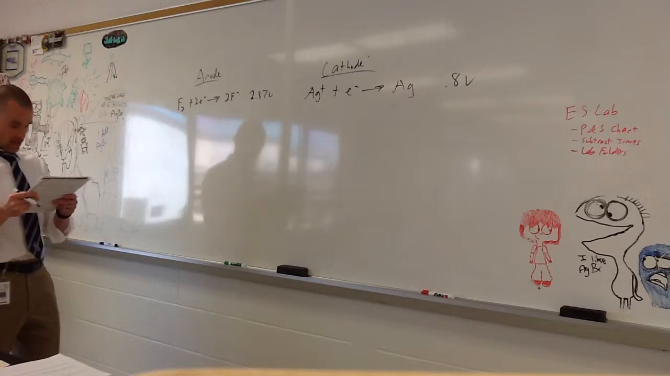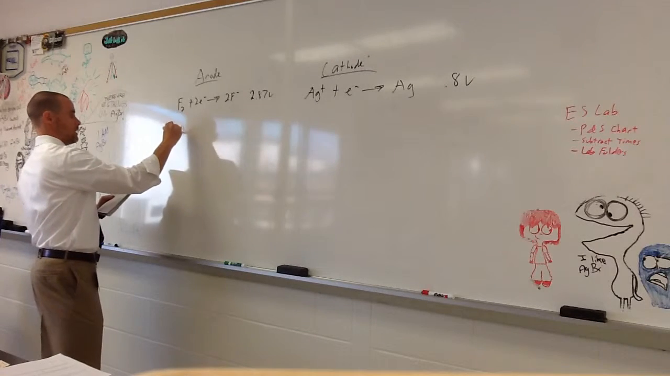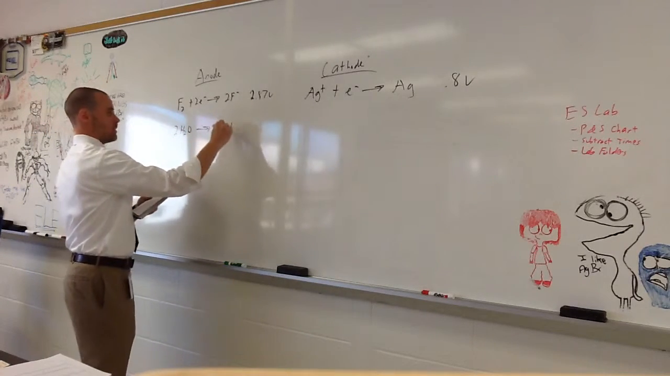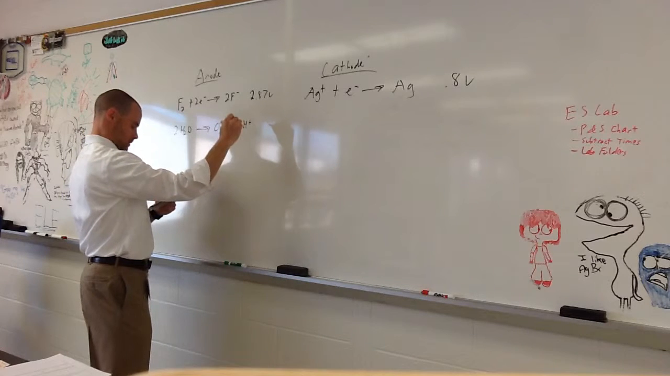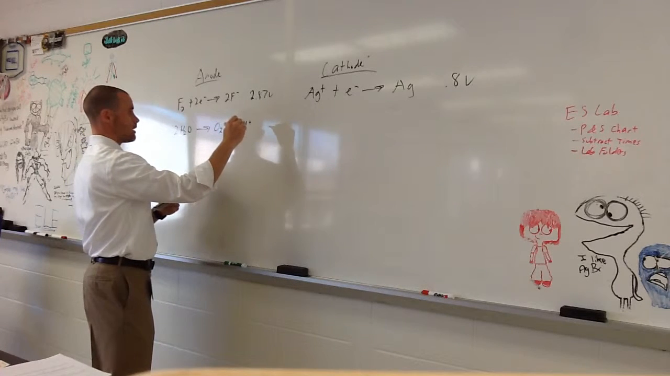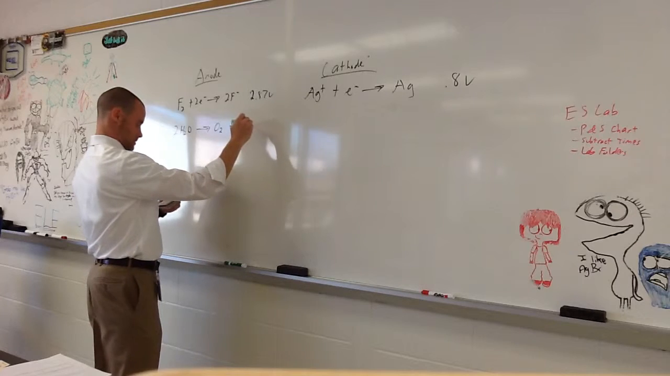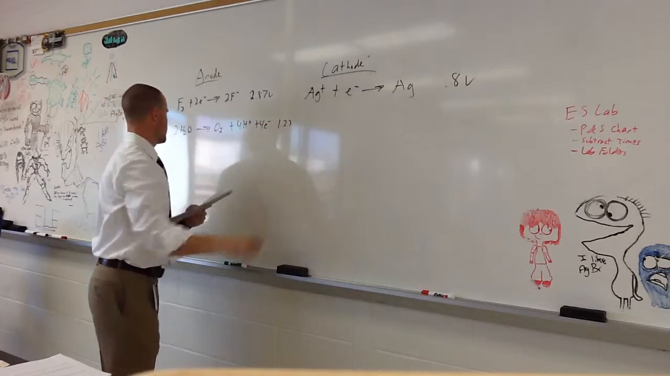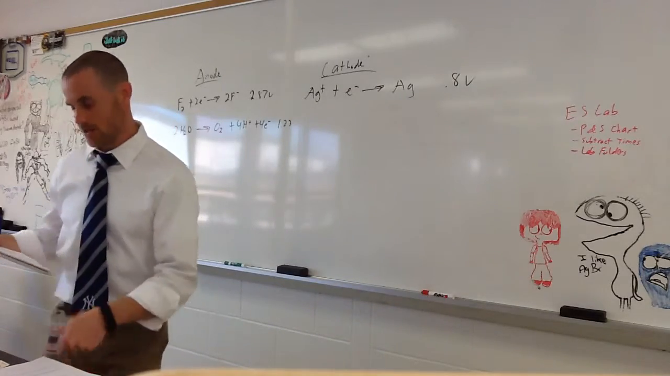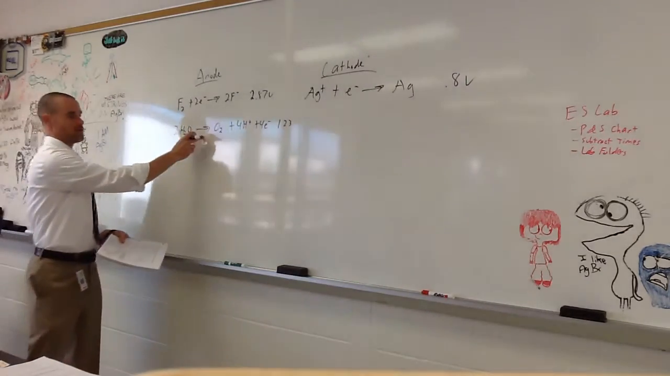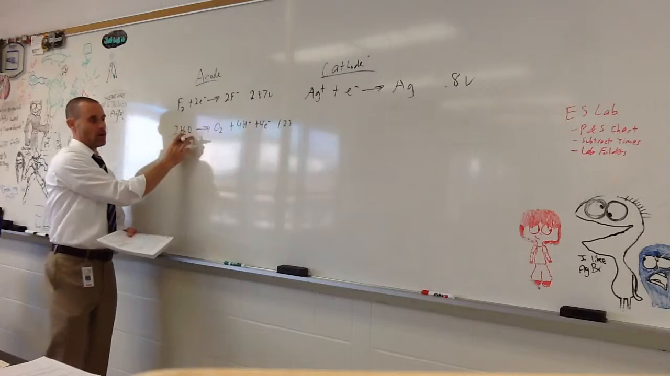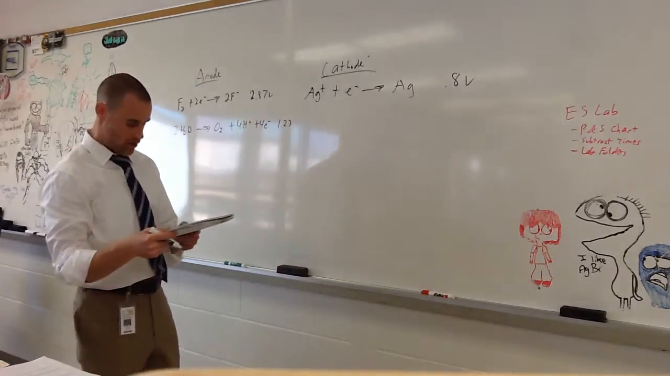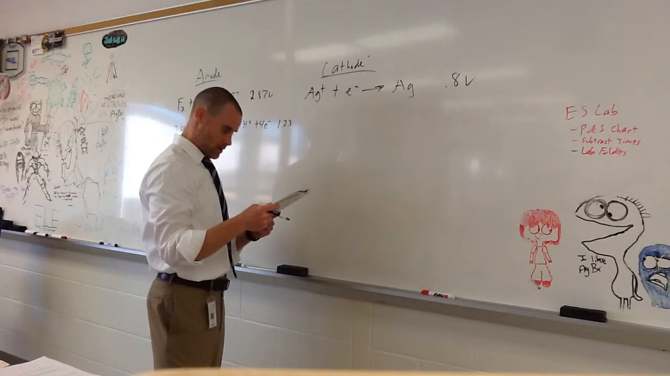So for the anode, we got 2H2O yields O2 plus 4H plus. No. Am I writing this wrong? That's right. Did I write that in reverse though? Yeah, okay. So I flipped it. In my notes, I flipped this reaction. It doesn't matter. I'm showing the water losing the electrons, but it's the same as the one on the chart there. And then the cathode, the water is gaining electrons here.